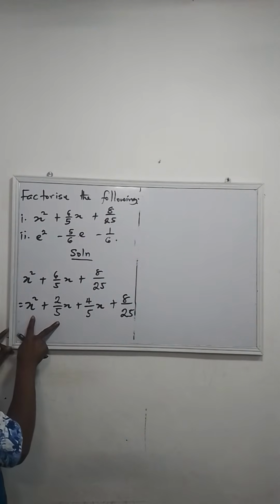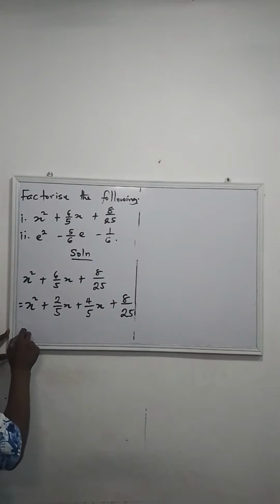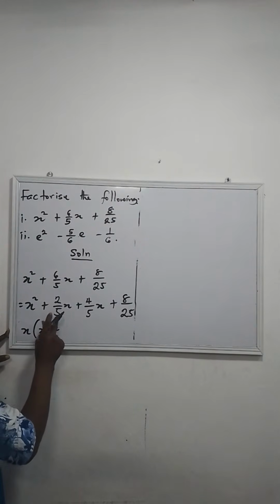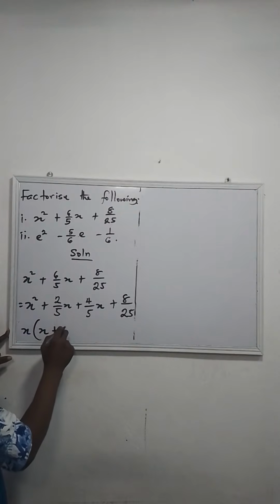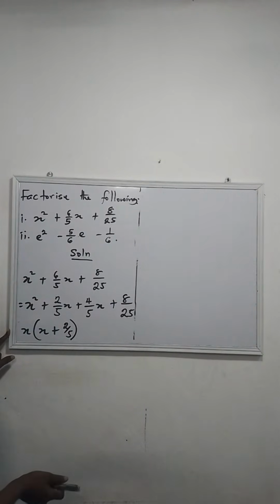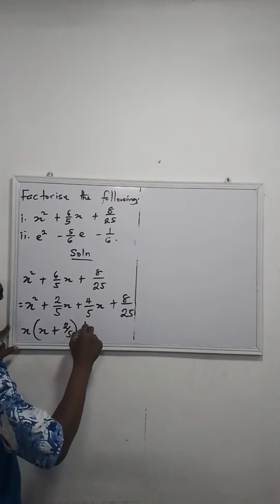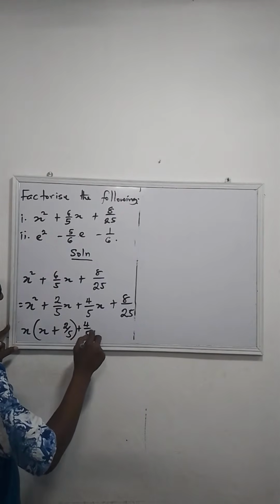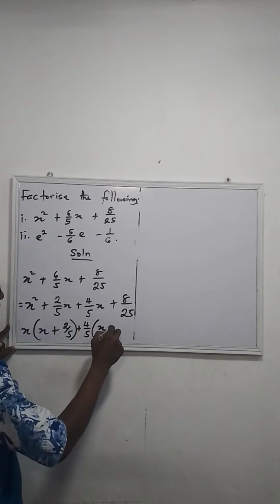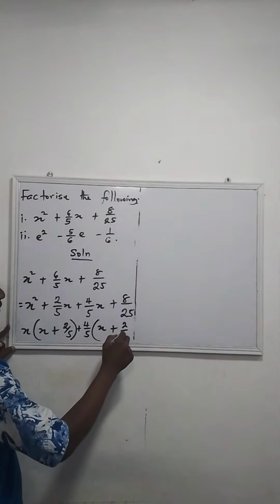All right, now let's look at the first pair here. What is the common factor, the GCD of these two terms? We have x. x is the GCD, so when you divide this by x, x squared by x, you have x, plus 2 over 5x divided by x, you have 2 over 5. All right, so now what is the GCD here? What is the common factor? Okay, so that is 4 over 5. That's plus 4 over 5. When you divide this by 4 over 5, you have x plus 2 over 5.